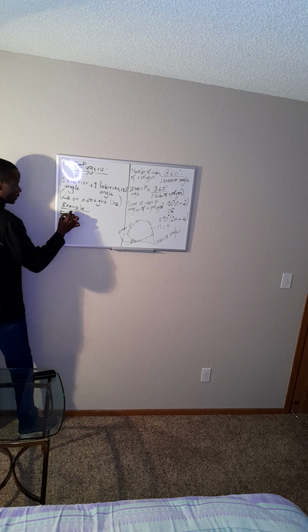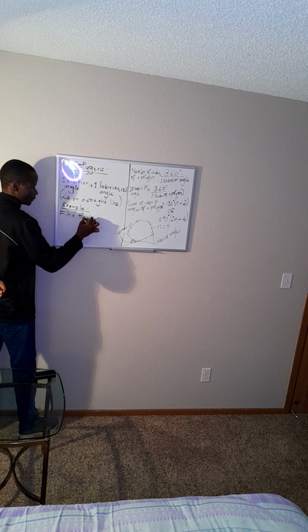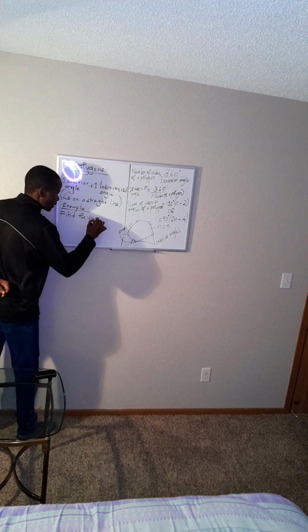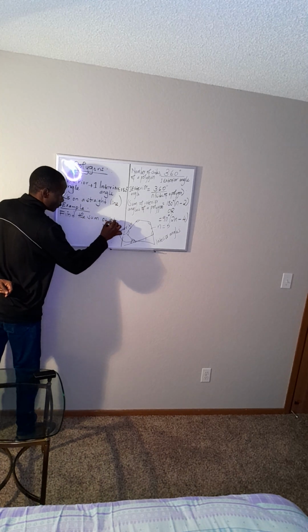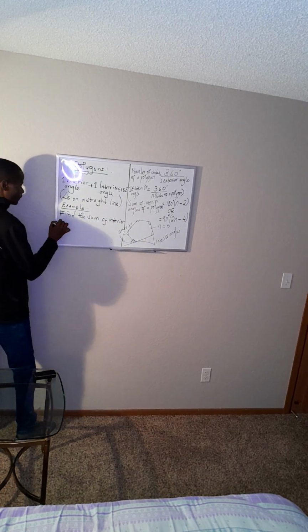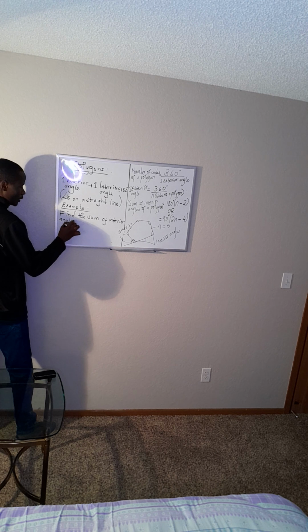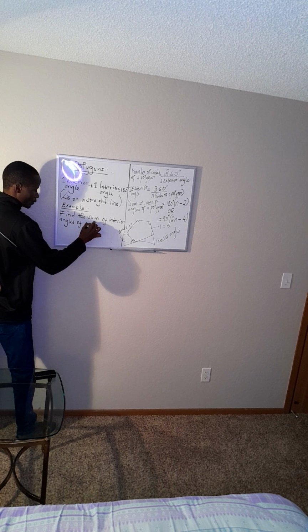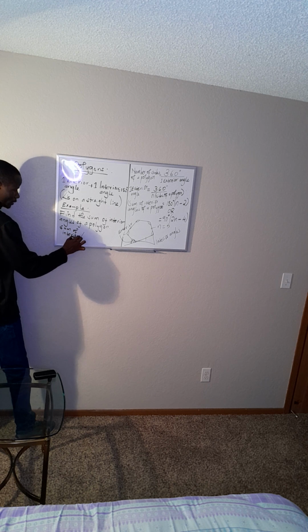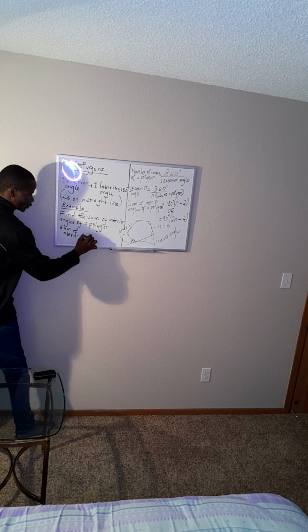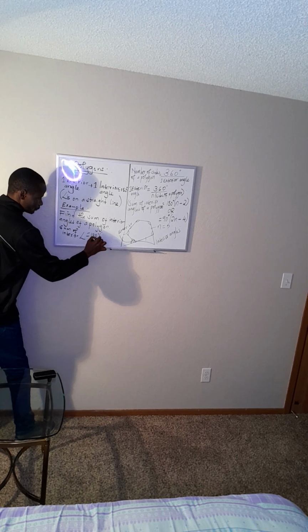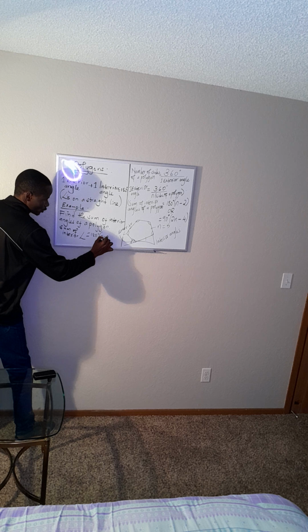Find the sum of interior angles of a polygon. What are we saying? That we know that the sum of interior angles, this sign represents angles, is equal to 180 degrees into n minus 2.